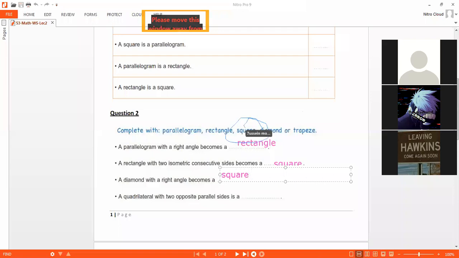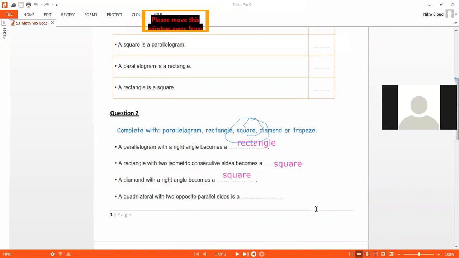Excellent Ali. So it becomes a square. Why? Because it now has opposite sides equal and parallel, 4 equal sides, and 4 right angles, so it became a square. Right Ali? Yes. Bravo.